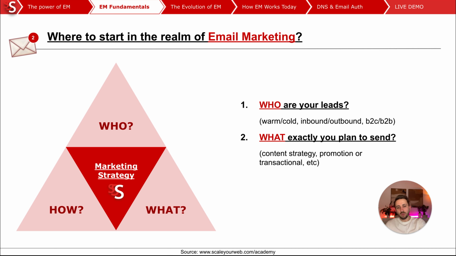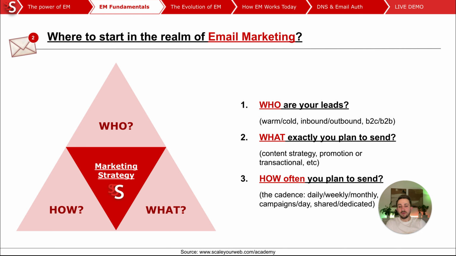The second question is, what exactly do you plan to send? What's your content strategy? It's also very important, because if you don't want to end up in spam, it matters what you send and to whom, how often you plan to send, and how many emails per specific period, the cadence, as well as whether we use shared IPs or dedicated IPs, etc. We will discuss all of those things in more detail during the whole course, but if you want to begin with something, you need to answer those three questions, and they will help you understand where to begin to dig.